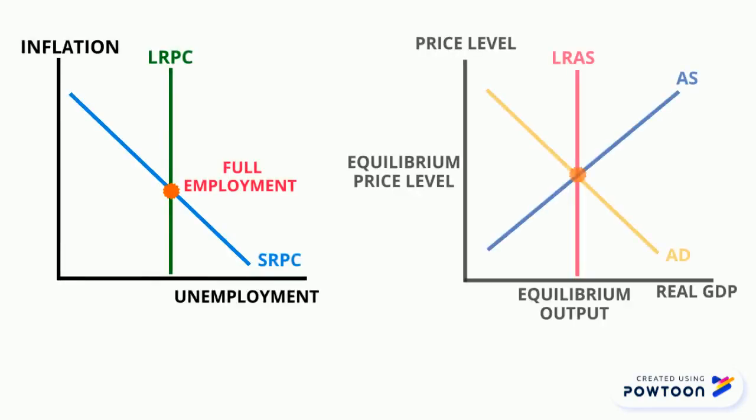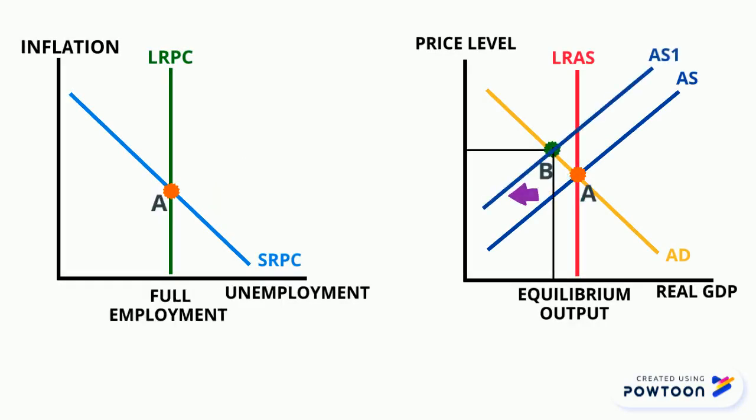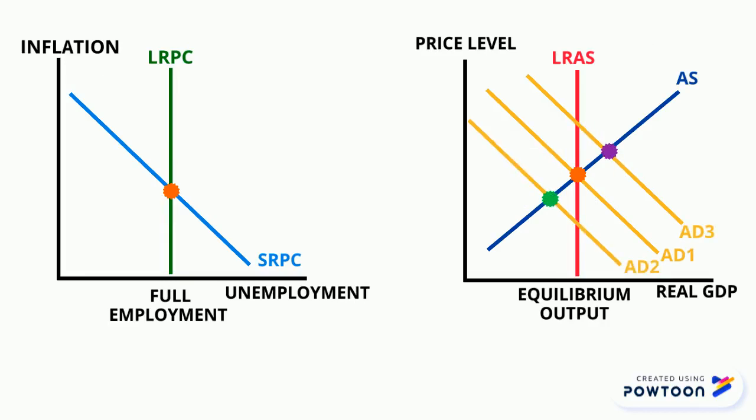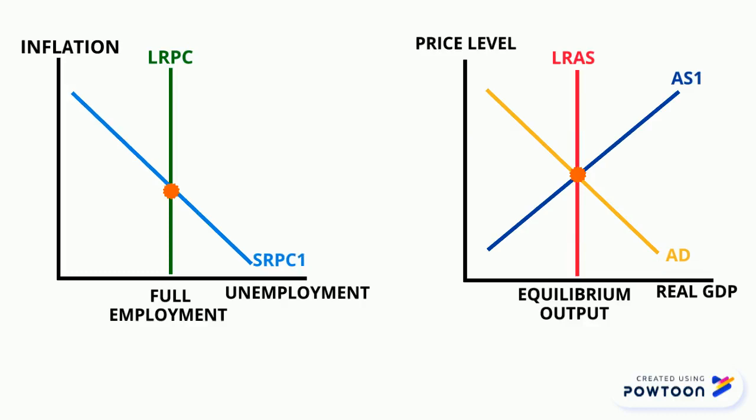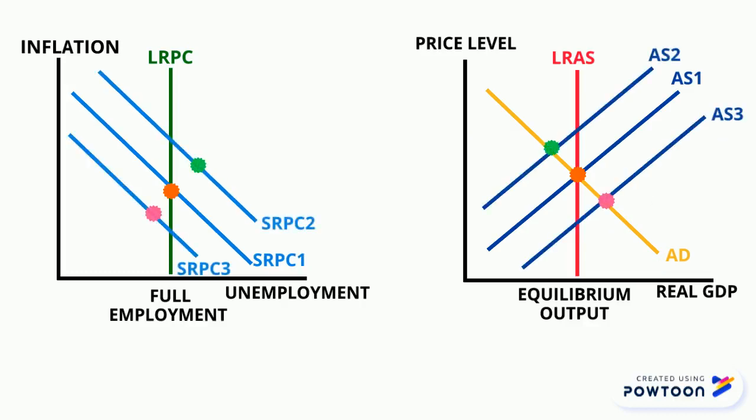On the left is the Phillips curve, and on the right is the aggregate demand-supply curve. Both are showing full employment. If aggregate supply shifts to the left, we will have stagflation, which is a higher price level and low output, at point B. That means the Phillips curve will shift to the right, which is more inflation and more unemployment. When aggregate demand shifts, there will be movement along the Phillips curve. When aggregate supply shifts, the entire short-run Phillips curve will shift.